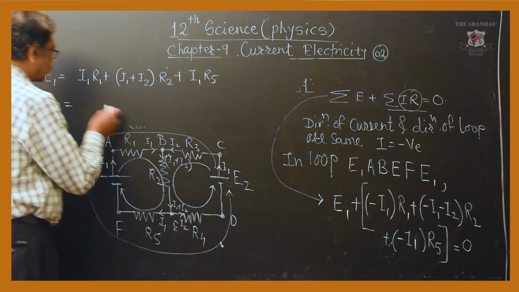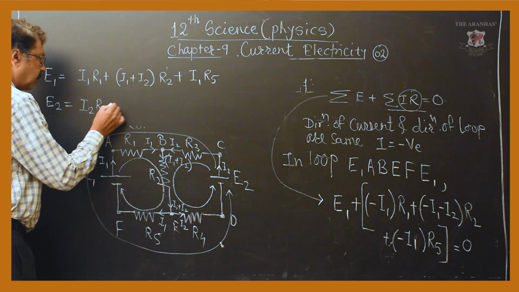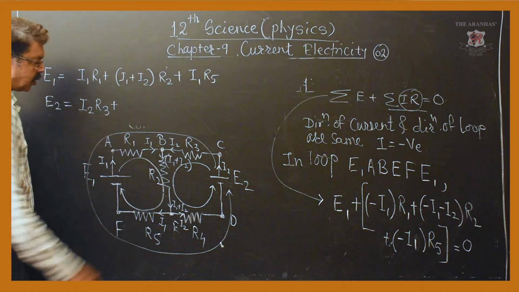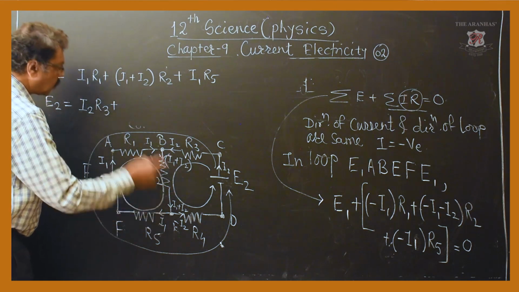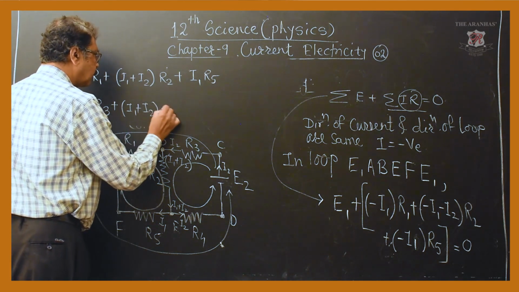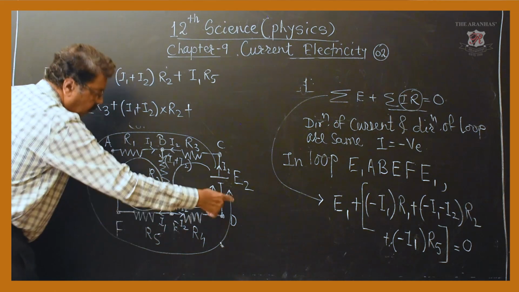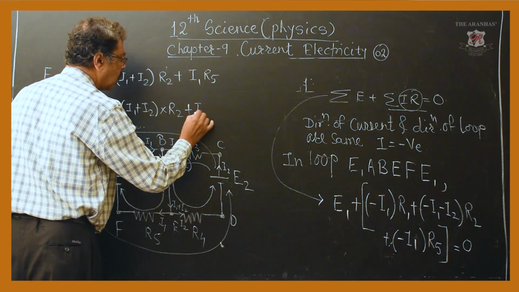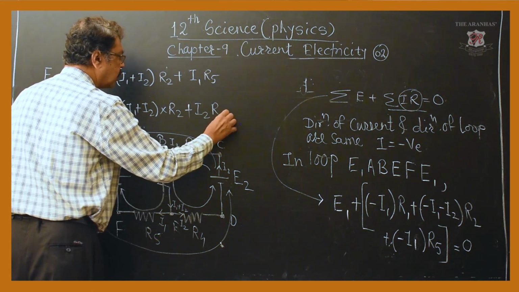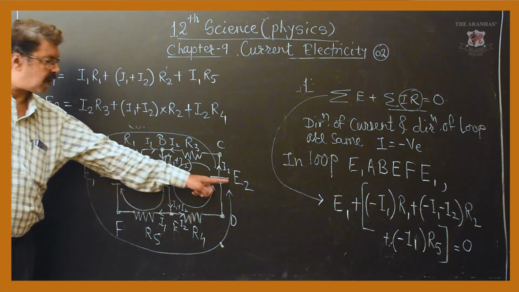Current I2 flows through I3, R3, plus I1 plus I2 flows through R2, plus I2 flows through R4. Check. You will be given the values of E1 and E2.